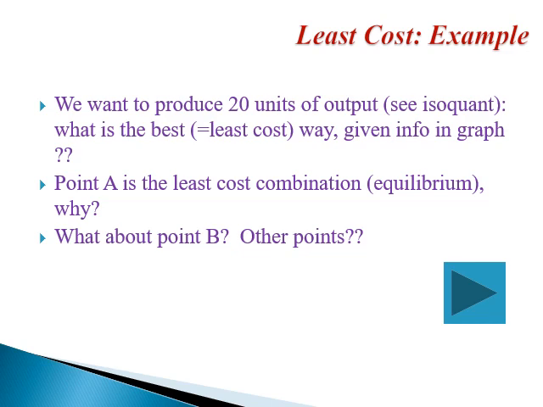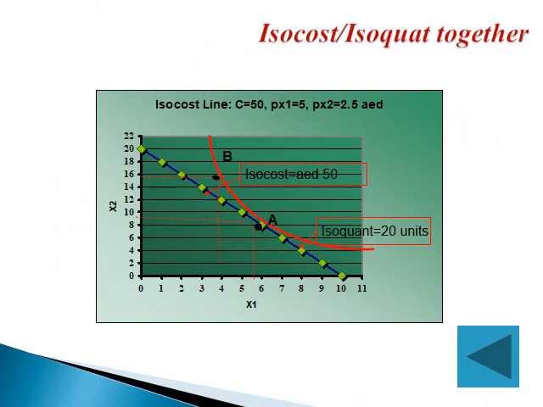And here it says we wanted to produce 20 units of output. This is the constant level of output. What is the best or the least cost combination of x1 and x2 that I should use in the graph? Point A, as you will see later on, is the best, it is the equilibrium point. As you can see here, this is the point where the isocost line is tangent to the isoquant. So in that case, if I want to produce 20 units of output and pay, as an individual producer, the least amount of cost, I should use 5.5 units of x1 and somewhere like 9 units of x2, because here the graph is not that accurate.